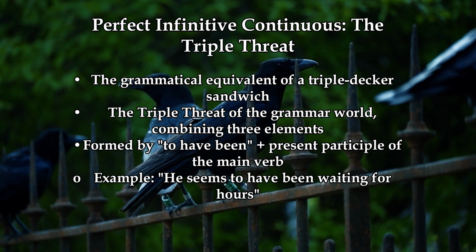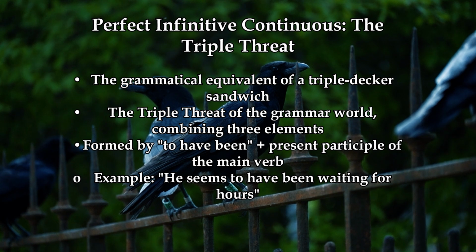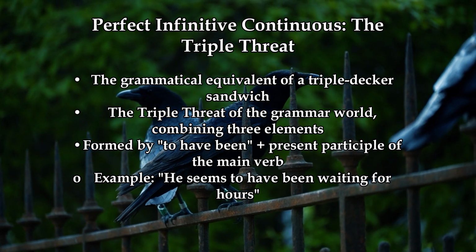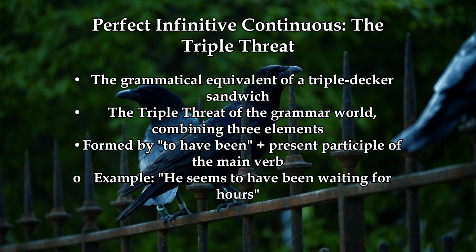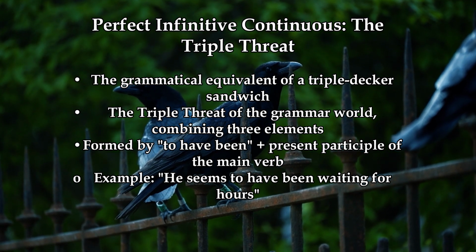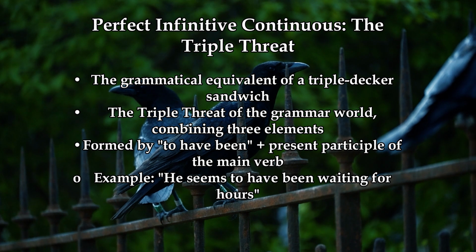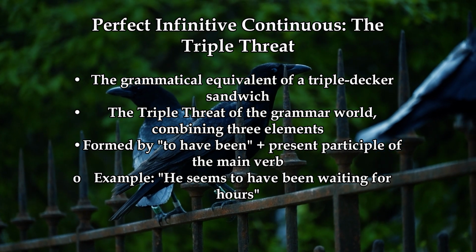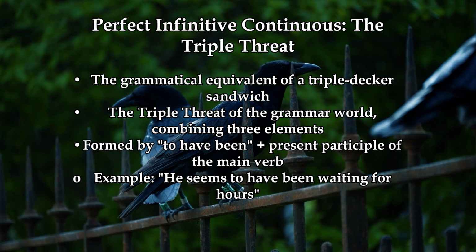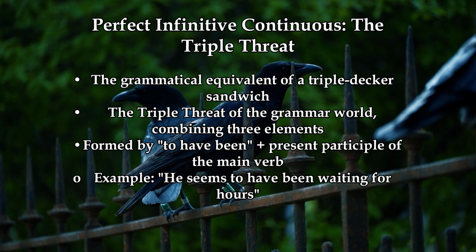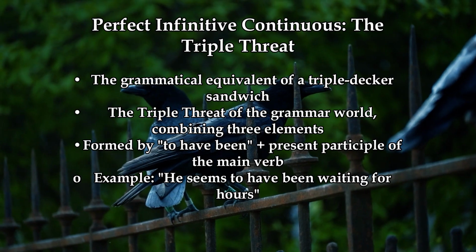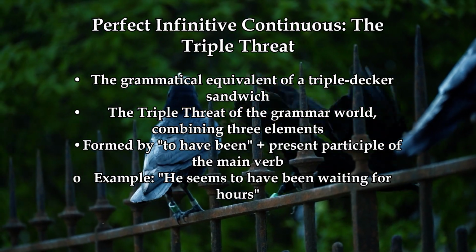Perfect infinitive continuous, the triple threat. Now, let's talk about the perfect infinitive continuous, which is like the grammatical equivalent of a triple-decker sandwich. It's the triple threat of the grammar world, combining three elements to create one powerful construction. It's formed by combining "to have been" with the present participle of the main verb, like this: He seems to have been waiting for hours.